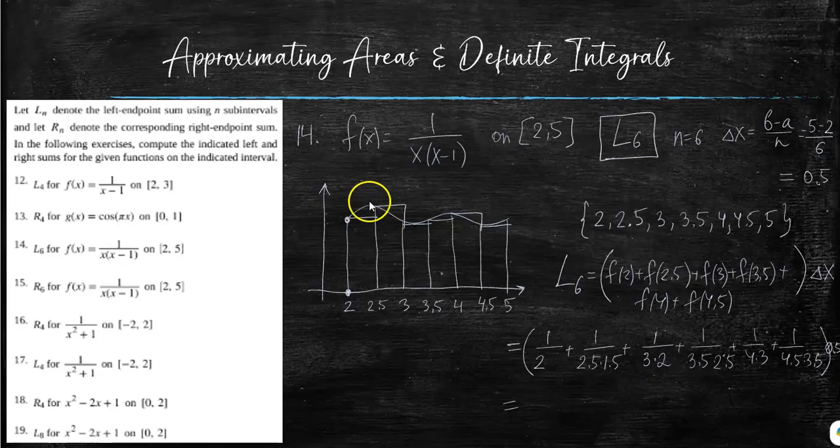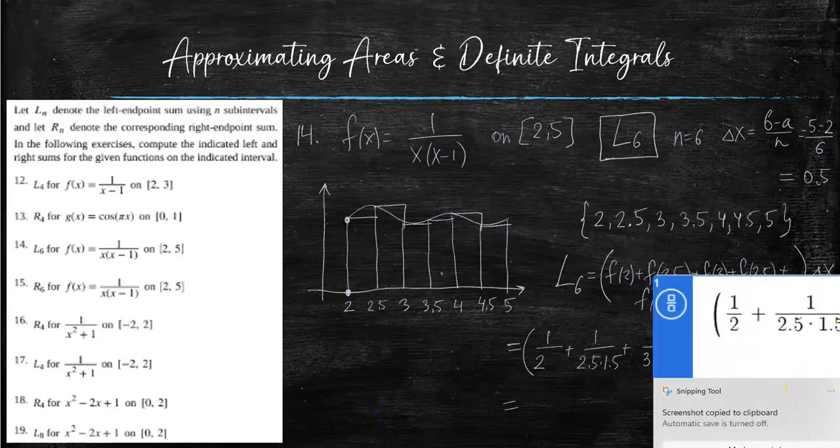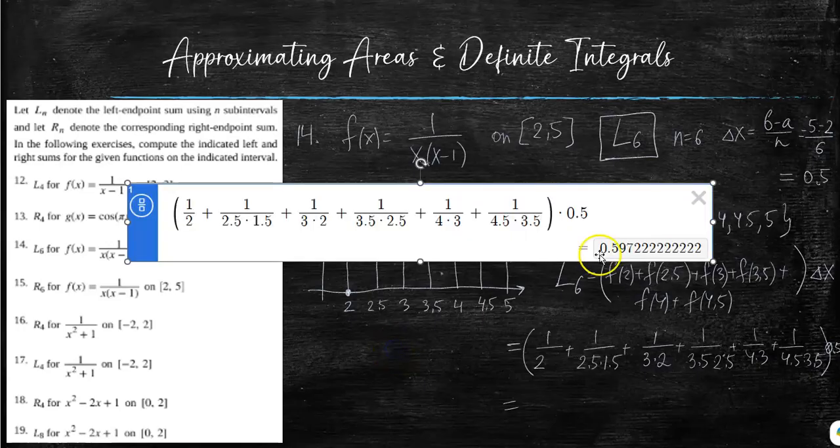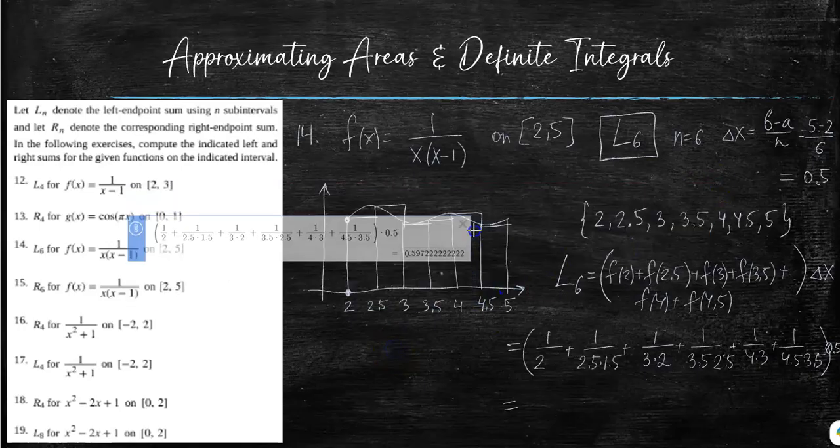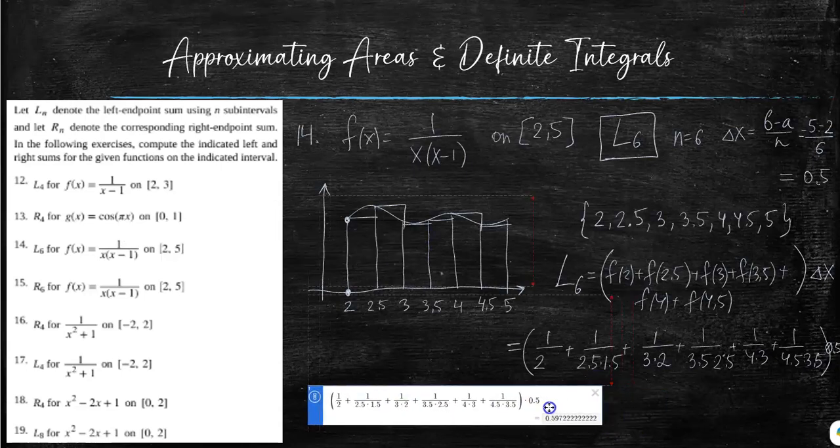I literally just put it in Desmos. Desmos computed it somewhere here. Let's see, there you go. So using this method, we approximated the area under the graph of this function as roughly 0.597222. Is it accurate? I don't know. We are not concerned with accuracy yet. We're just concerned with the skill of creating these Riemann sums and using them to approximate the area.